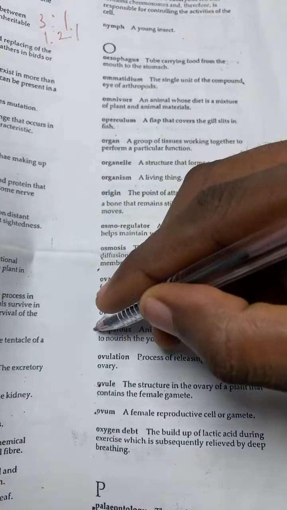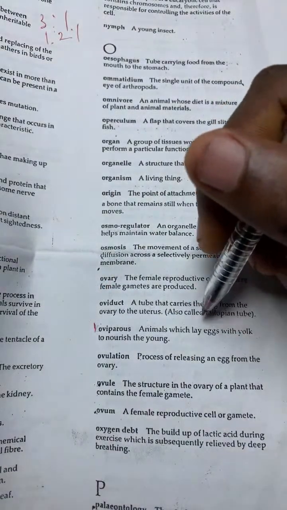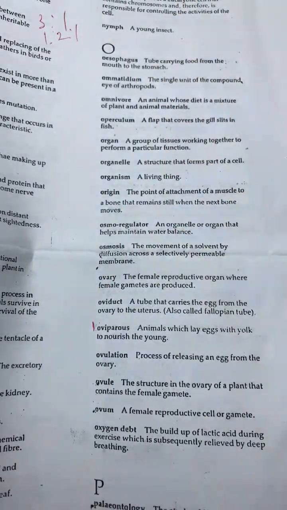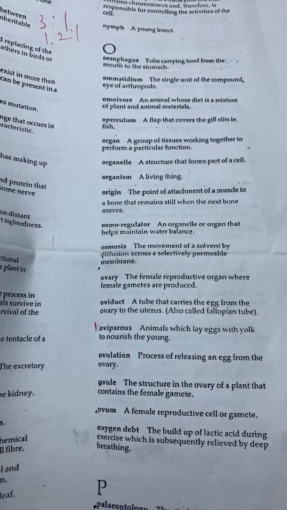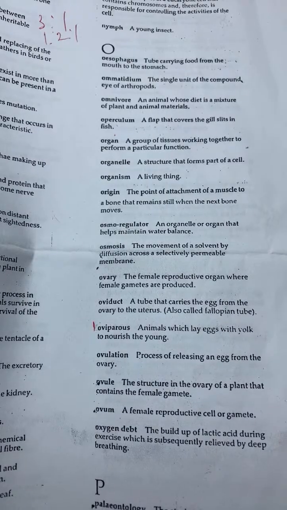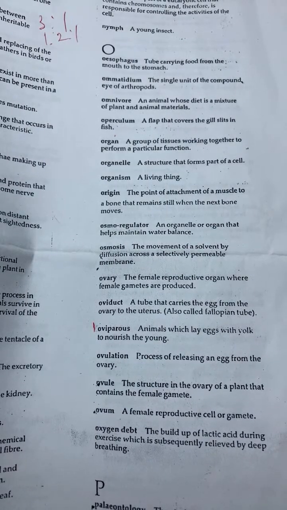Now we have what we call oviparous. Oviparous are animals which lay eggs with yolk to nourish the young. Oviparous animals are animals that do what? That lay eggs. Opposite of oviparous are what? Viviparous. Viviparous animals carry their young ones alive.